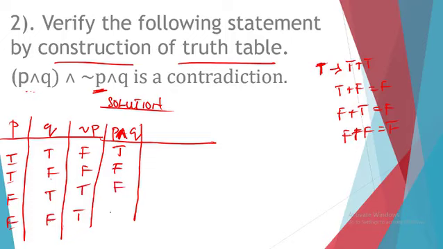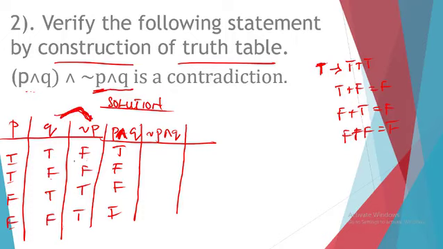This is F, this is F, we also have F. Okay, the next thing then is to find the negation of P intersection Q. That means this and this, the combination of these two columns.